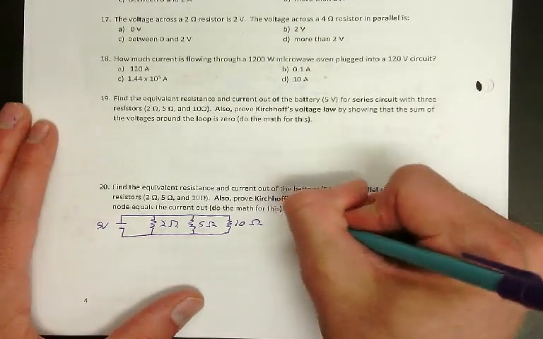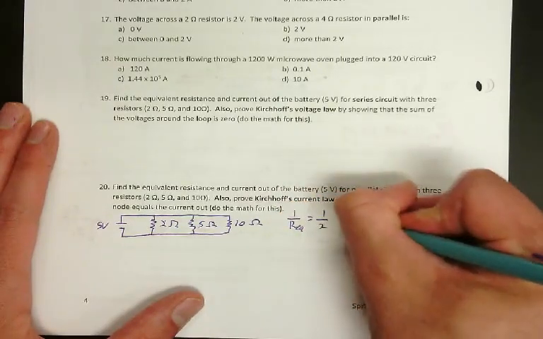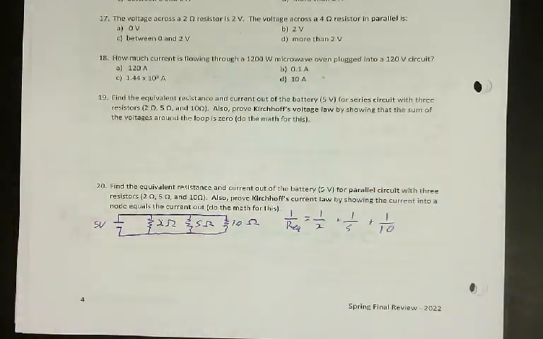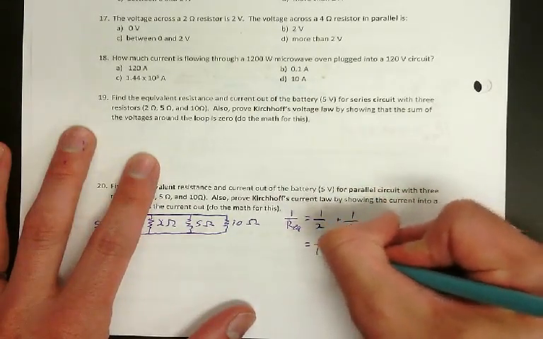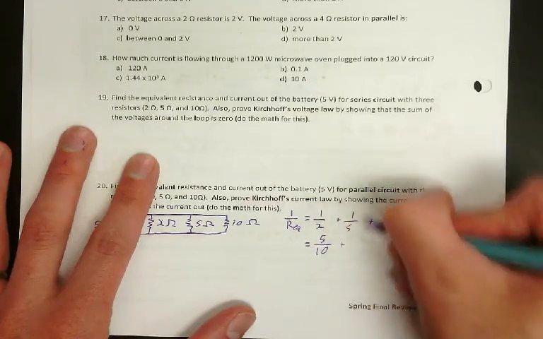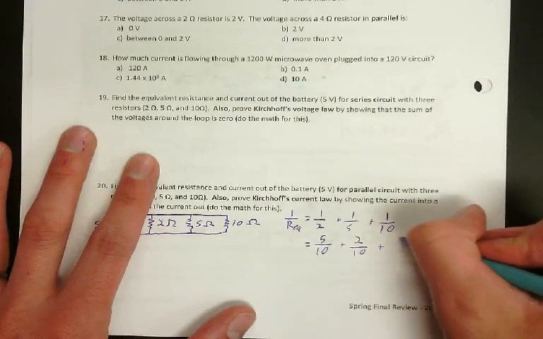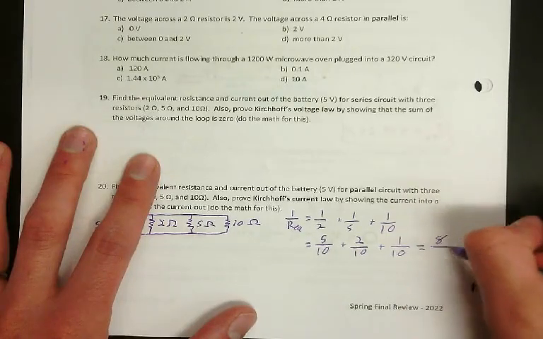So it's 1 over R EQ, which is what we're solving for, equals 1 over 2 plus 1 over 5 plus 1 over 10. Okay, we need a common denominator to do this. My suggestion is 10. You could do lots of different ones, but 10 is the one that makes the most sense to me. So this becomes 5 over 10, so multiply top and bottom by 5. This one becomes 2 over 10, multiplying the top and bottom by 2. And this one stays at 1 over 10. So when you add those all up together, you get 8 over 10.